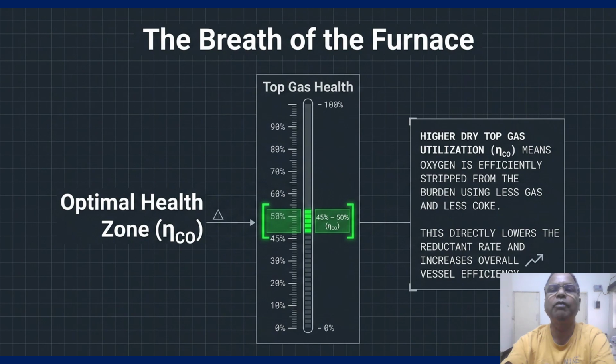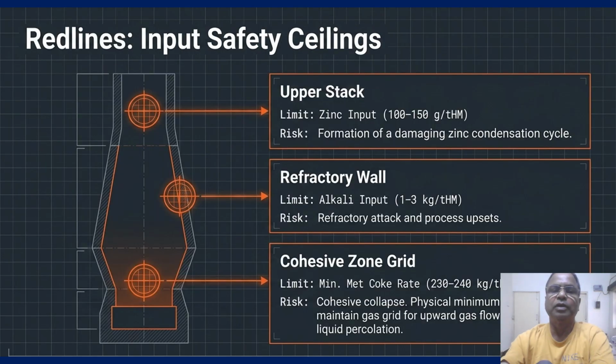So coming to our next journey, that is towards the input safety ceiling. We must respect the input safety ceiling shown on the cross section. In the upper stack, we limit zinc to 150 grams per ton of hot metal, which is a very important boundary to prevent a damaging condensation cycle. At the refractory wall, alkali input must stay below 3 kilograms per ton of hot metal to prevent refractory attack.